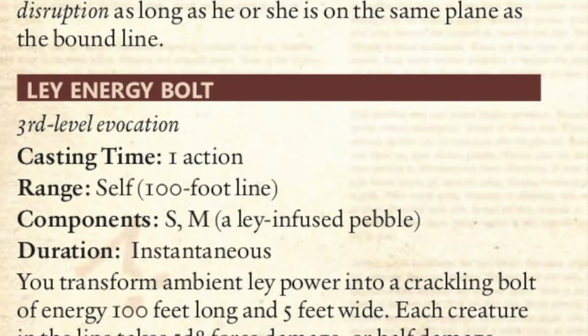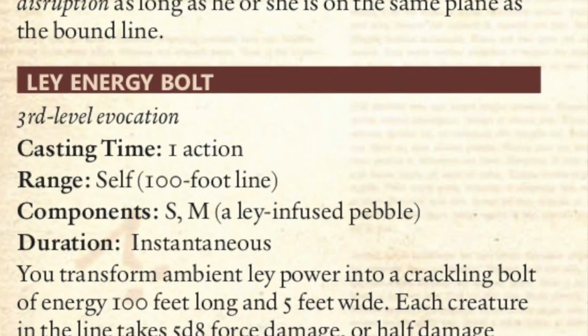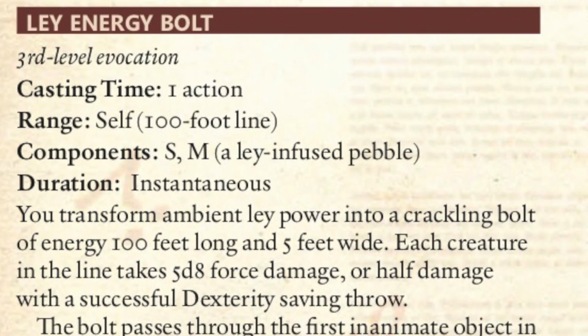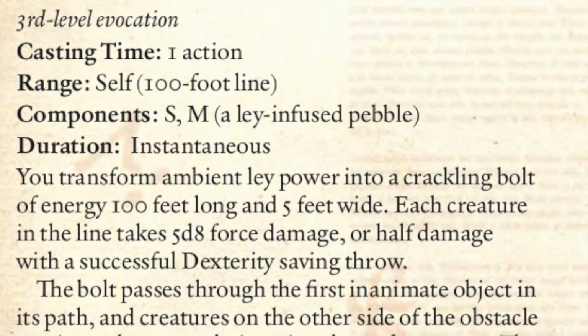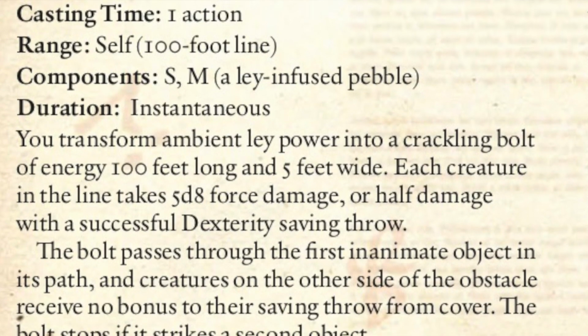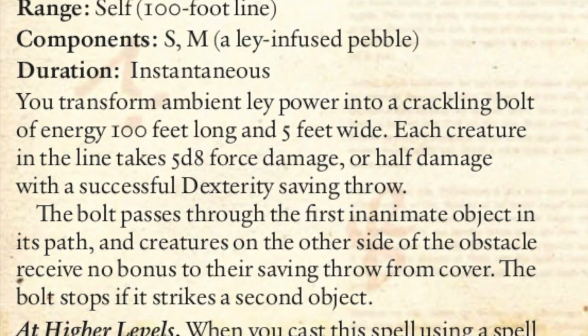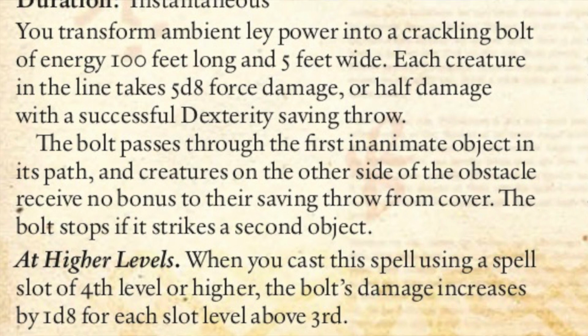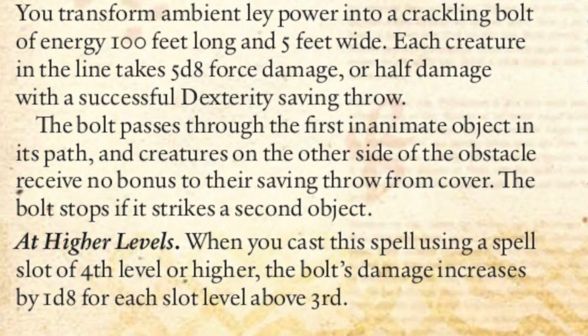So there's a lot of interesting things that go along with just invoking the ley lines themselves with these spells, where you have to be in range of a ley line, but if you are, you can do things like Ley Energy Bolt. You transform an ambient ley power into a crackling bolt of energy, 100 feet long, 5 feet wide. Each creature in the line takes 5d8 force damage, or half damage on a successful saving throw. The bolt passes through the first inanimate object in its path, and creatures on the other side of the obstacle receive no bonus to their saving throws from cover. The bolt stops if it strikes a second object.